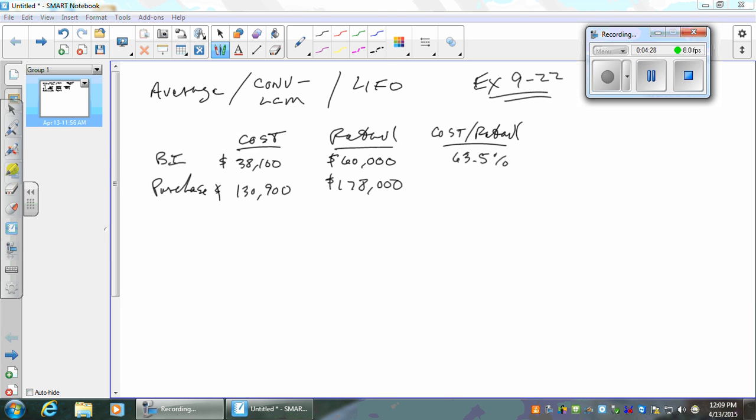Okay, then what do we do? We've got markups and markdowns, right? Okay, so let's start with the average. If I'm doing the average, what would I do? Include both, right guys? And if I'm not doing LIFO, what am I going to do? Include the beginning inventory. If I'm doing LIFO, I'm going to leave out the beginning inventory, right? That's it. Okay, so let's start with average. So we've got our purchases, but by the way, what if there was freight in?